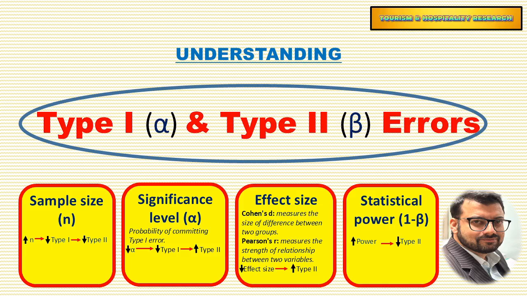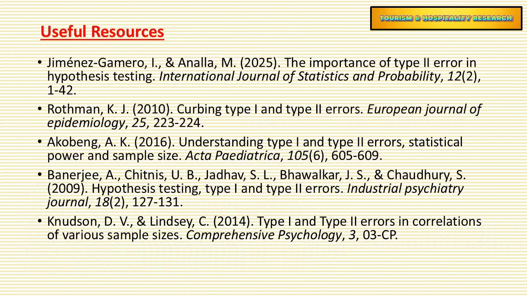A priori means before collecting the data, you will have an estimate of the minimum sample size which is required to conduct your study. These are some of the useful resources which I recommend you to download, read, to know more about type 1 and type 2 errors.